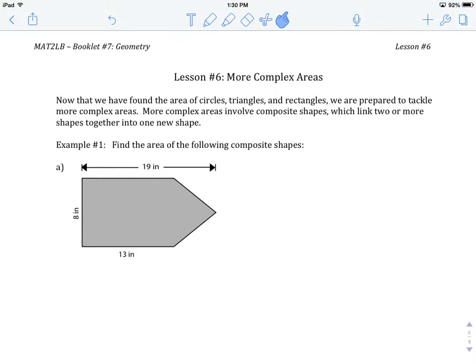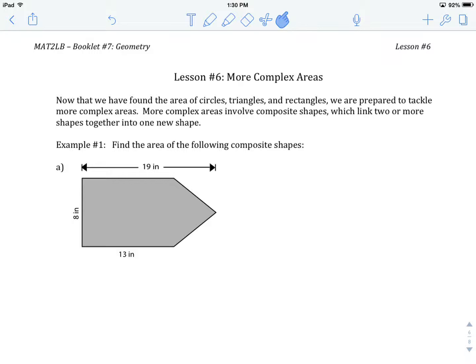Welcome to MAT 2LB booklet number 7, Geometry, lesson number 6, More Complex Areas. So today's lesson is sort of an extension of lesson number 4 and 5, where we were talking about areas of rectangles and triangles and the area of circles.